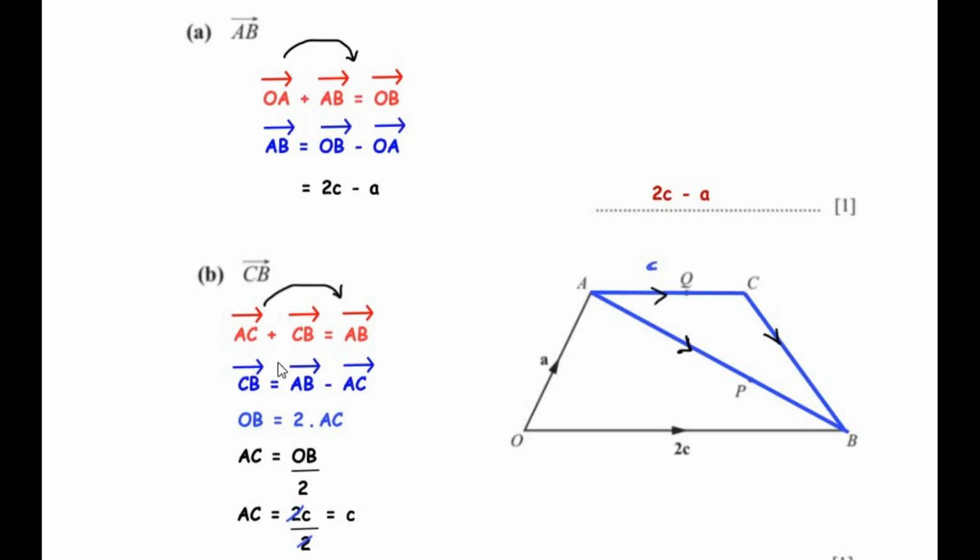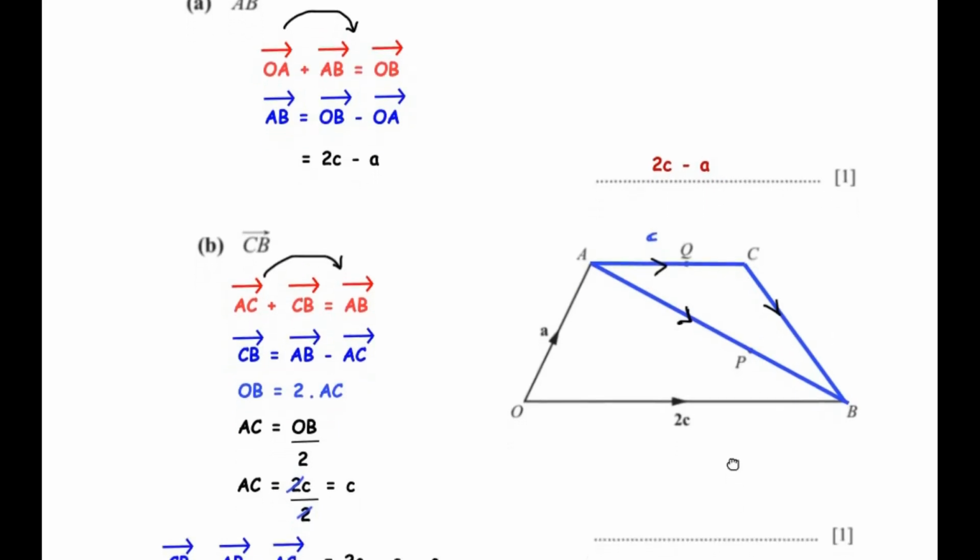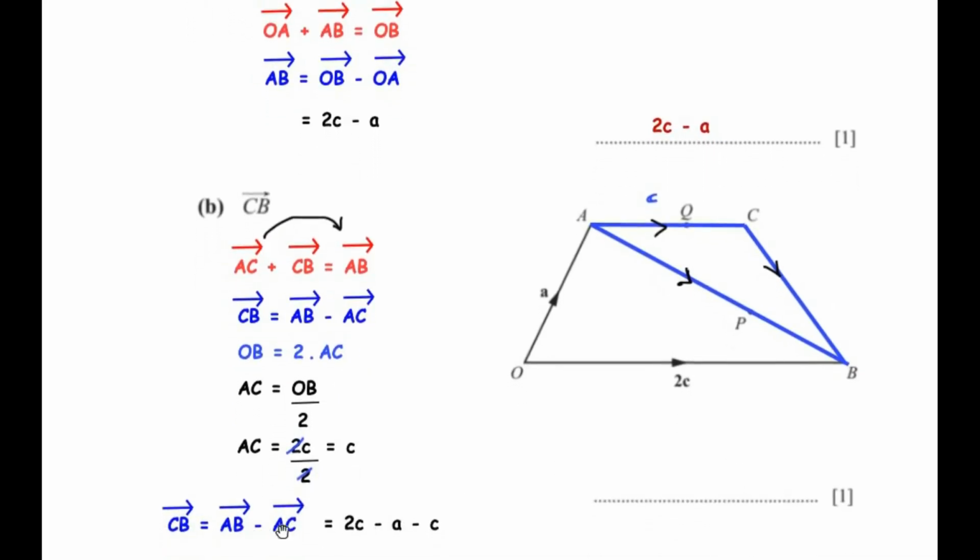Now simply we are going to make use of this equation again and plug in the values. So we have here CB is equal to AB minus AC. AB is 2C minus A and AC is C. Now gathering the like terms, that is 2C minus C gives us C and minus A stays as it is. So we have the answer here as C minus A. Now moving on to the next one.